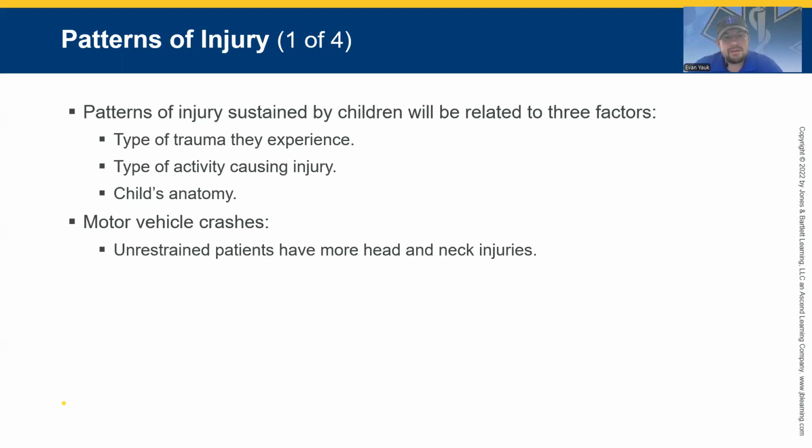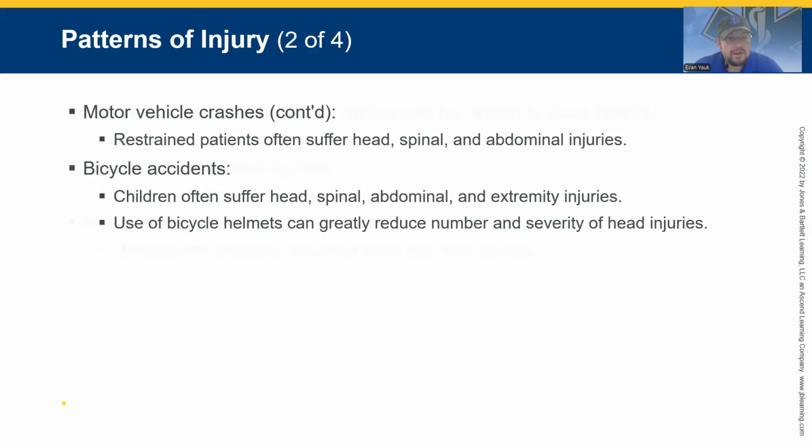Patterns of injury sustained by children will be related to three factors: types of trauma they experience, type of activities causing the injury, and child anatomy. So motor vehicle crashes, unrestrained patients have more head and neck injuries. Restrained patients often suffer head, spinal, and abdominal injuries. Like bicycle accidents, this is very possible. Children often suffer head, spinal, abdominal, and extremity injuries. The use of a bicycle helmet can greatly reduce the number and severity of head injuries.